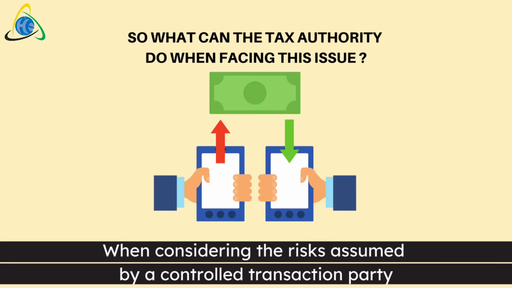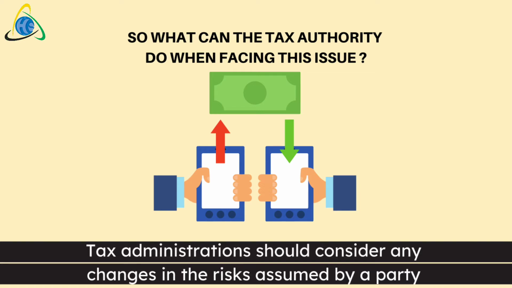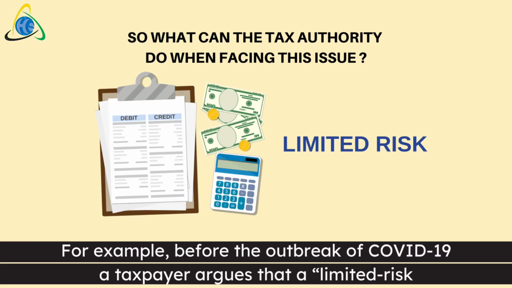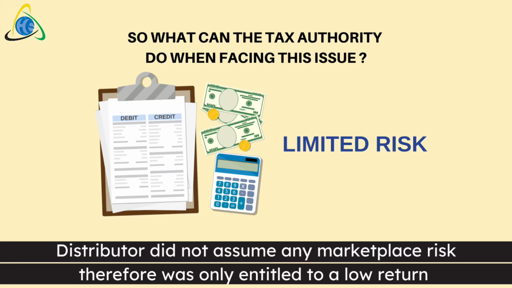So, what can the tax authority do when facing this kind of issue? When considering the risks assumed by a controlled transaction party, tax administration should consider any changes in the risks assumed by a party before and after the COVID-19 pandemic. For example, before the outbreak of COVID-19, a taxpayer argues that a limited risk distributor did not assume any marketplace risk, therefore was only entitled to a low return.